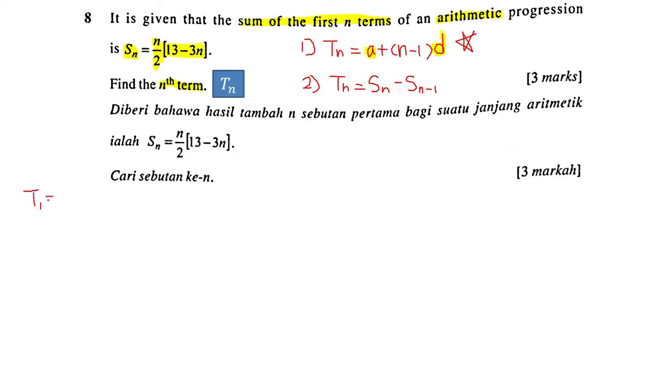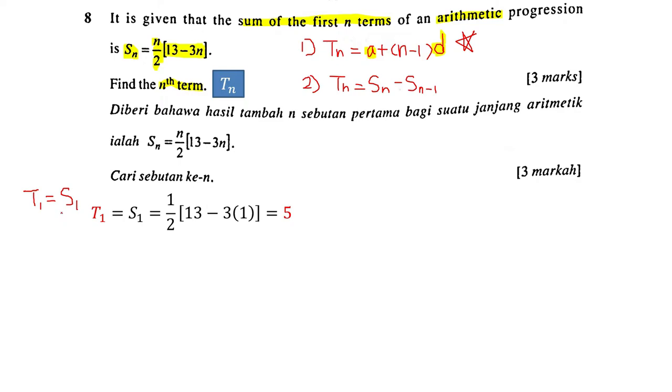T1 equals S1. So if we want to find the first term, just put the 1 inside only. So 1 over 2 multiplied by (13 minus 3 times 1), you get 5. That is our first term. Now, in order to find the common difference, we need to find our second term first, because the second term minus the first term will give you our common difference. How are we supposed to find our second term from here?